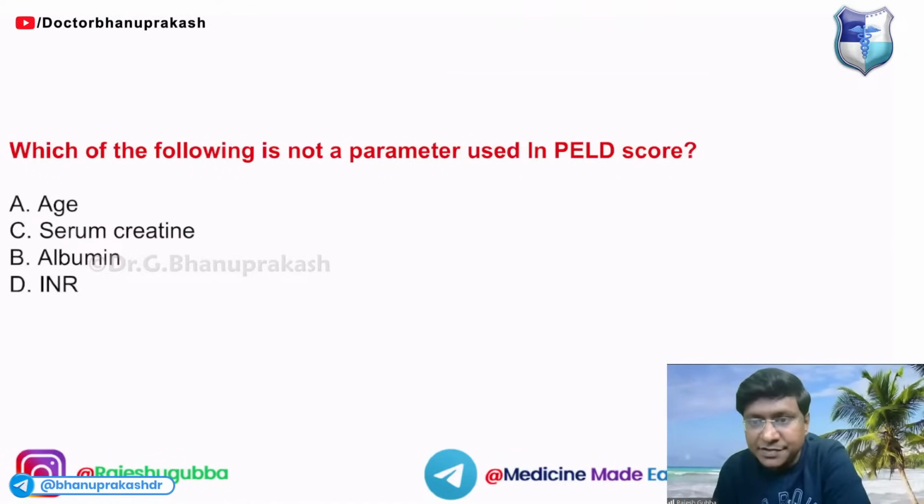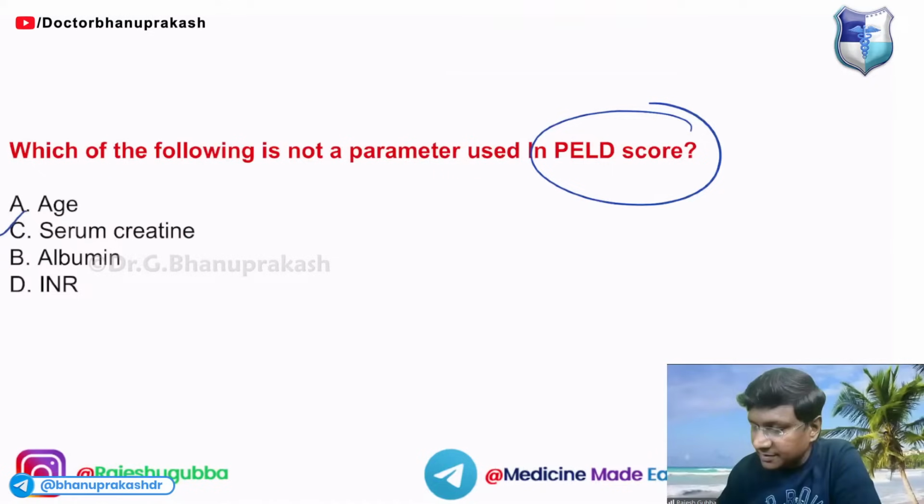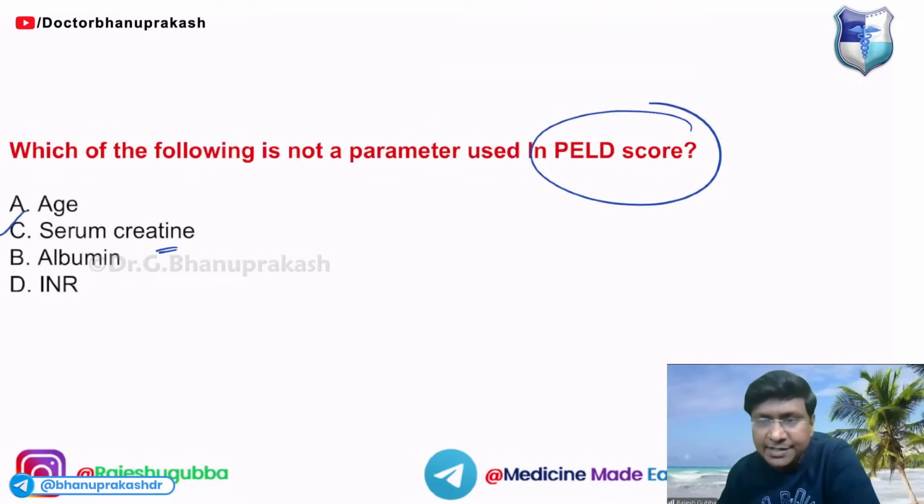Yes, please answer this question first. Which of the following is not a parameter used in the PELD score? Age of the individual, serum creatinine, albumin, INR. Right. So please remember, in case of the PELD score, the component that will not be there is your serum creatinine. Actually, the options are reversed, but please remember, it is the serum creatinine which is not a component of the PELD score. What exactly is your PELD score? It is pediatric end-stage liver disease.